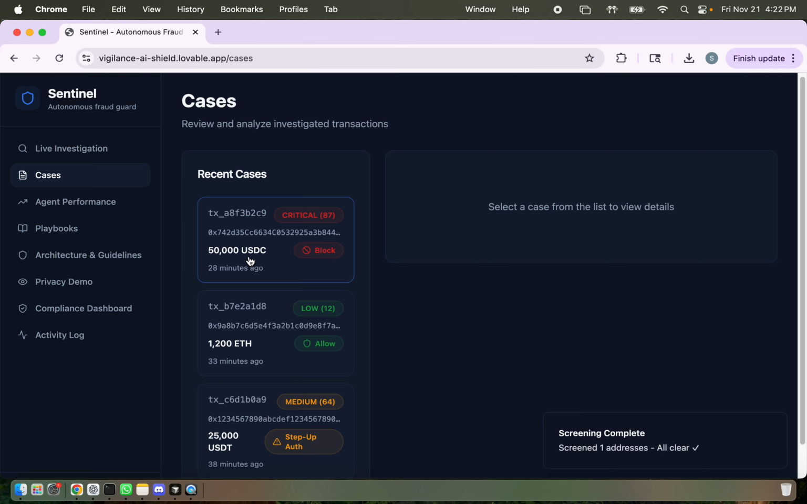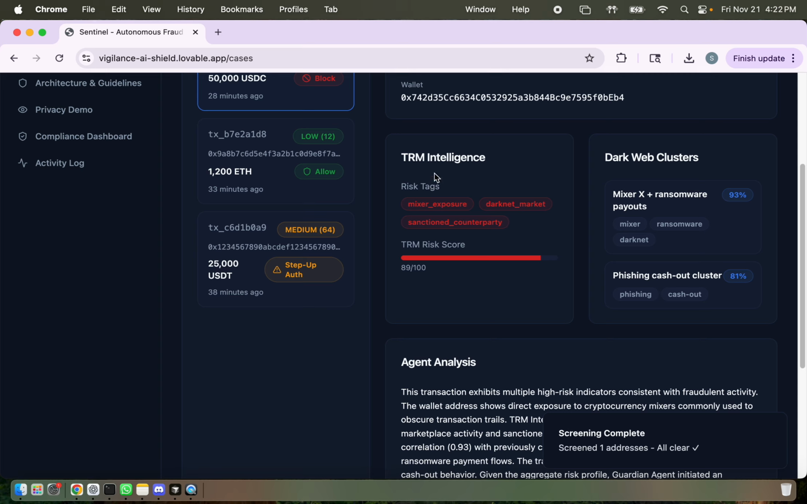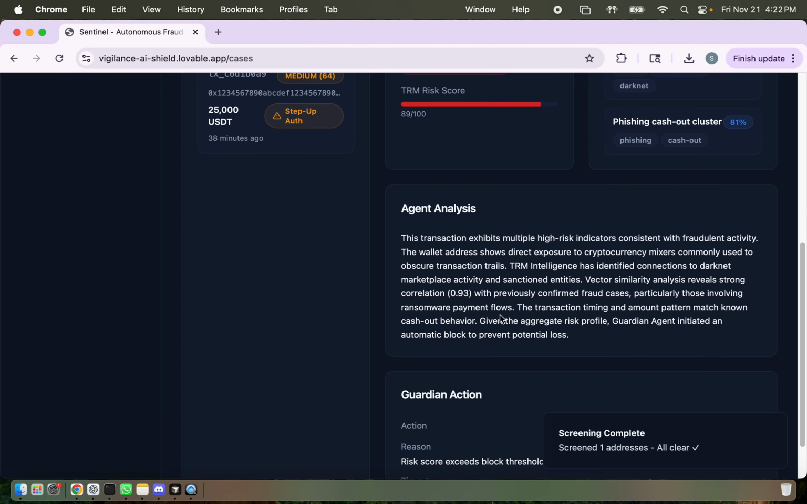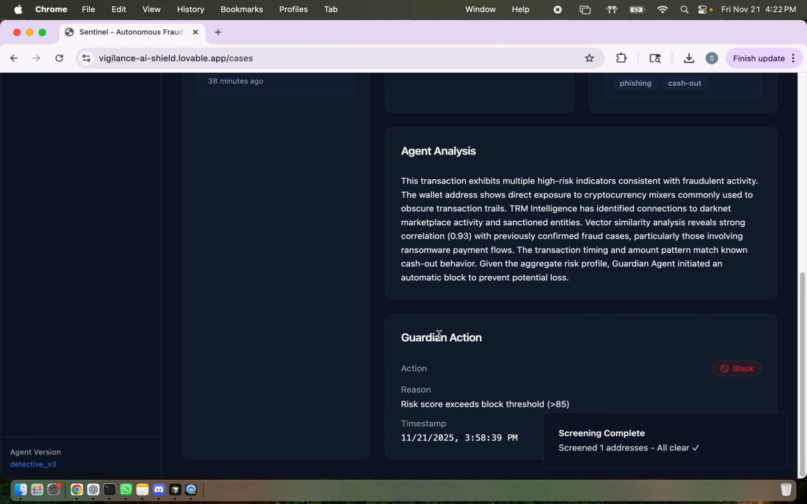Next are some of the cases. If you look at one of the details, it used the V3 version of the agent. It blocked 50,000 USD Coin. These were the risk tags: darknet market, mixer exposure, sanction counterparty. Now, it also gives you the vector similarity analysis with similar fraud cases in the past or ransom payment flows. And the higher the correlation, the higher this value would be. And the Guardian action will be, if the risk score exceeds the block threshold, it will automatically block it.